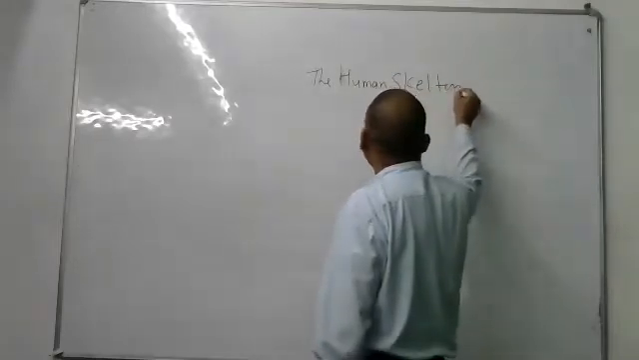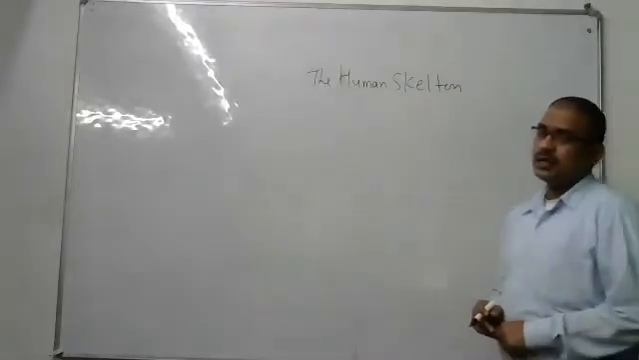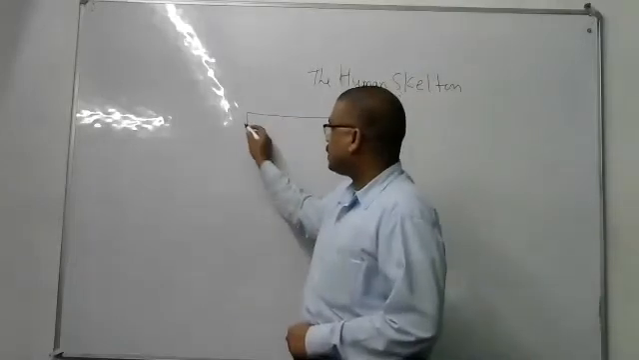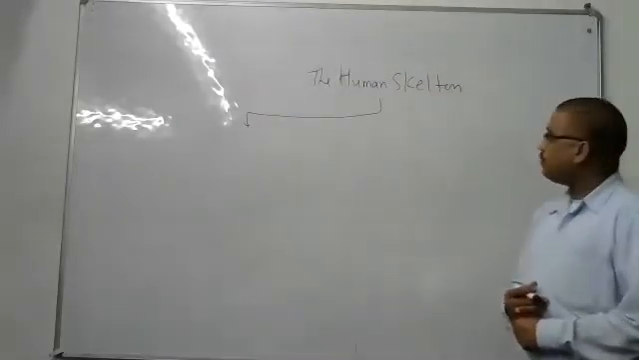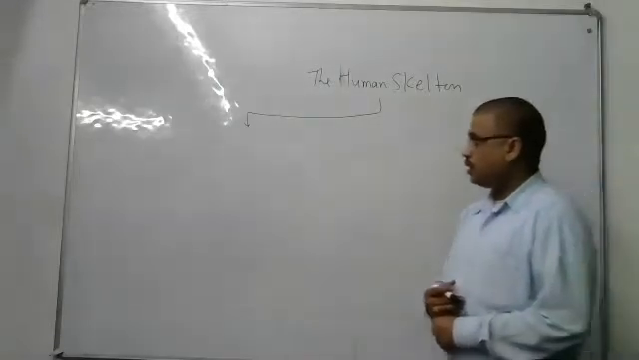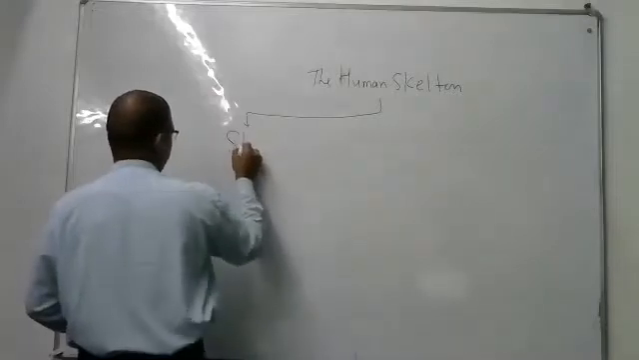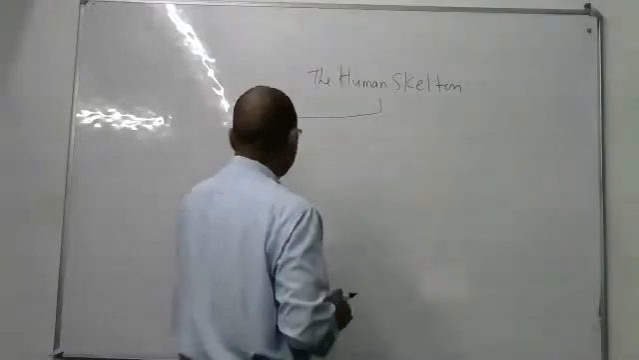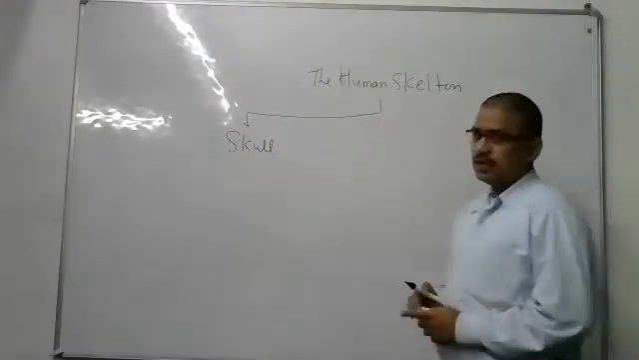Skeleton, and how these skeletons are made up. There are different parts of the skeleton. What are these parts? Number one is called the skull. This part of the skeleton is known as the skull.